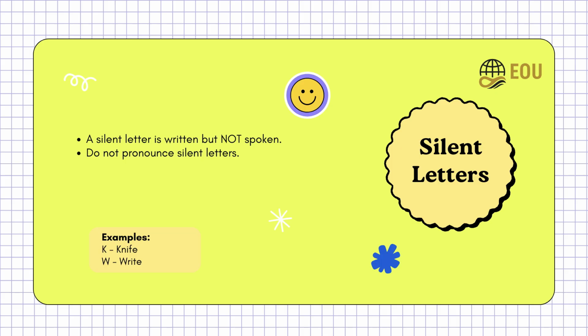Next topic is silent letters. A silent letter is written but not spoken. For example, K in knife, W in write. We do not pronounce these letters while speaking. Silent letters are very common in English, so always listen carefully to pronunciation.